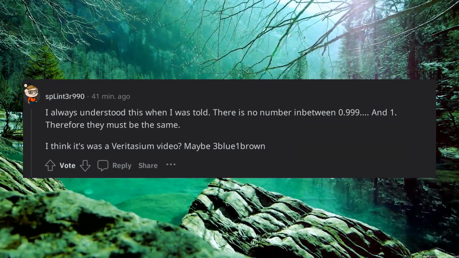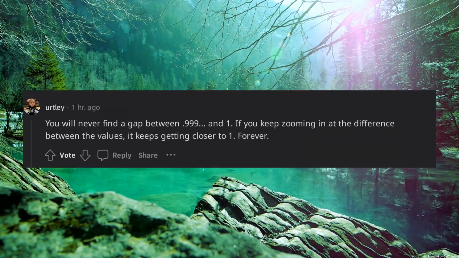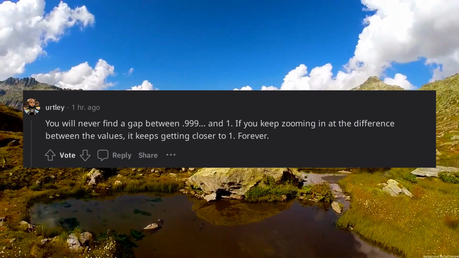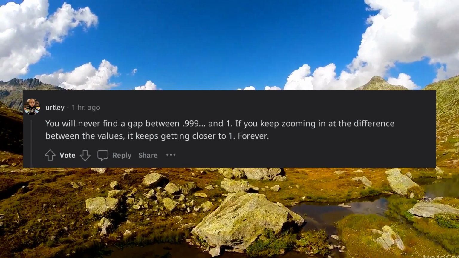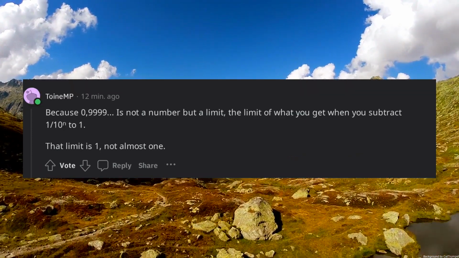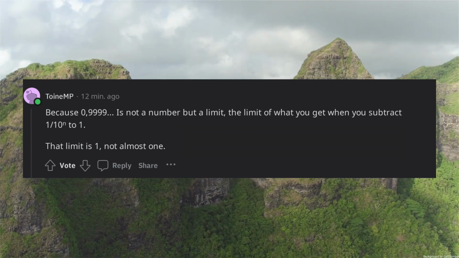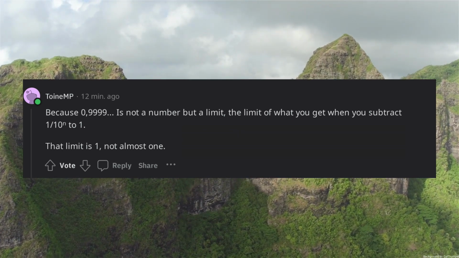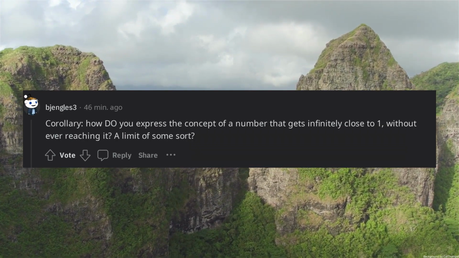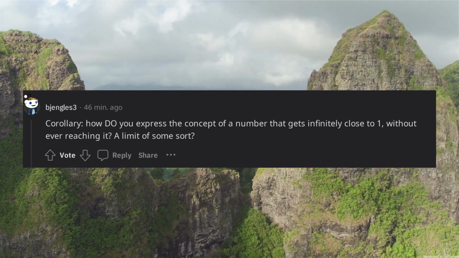I think it was a Veritasium video. Maybe 3Blue1Brown. You will never find a gap between 0.999... and 1. If you keep zooming in, the difference between the values keeps getting closer to zero forever, because 0.9999... is not a number but a limit, the limit of what you get when you subtract 1/10^n from 1. That limit is 1, not almost 1. Corollary: how do you express the concept of a number that gets infinitely close to 1, without ever reaching it? A limit of some sort?